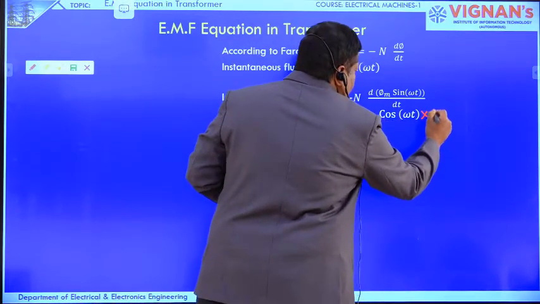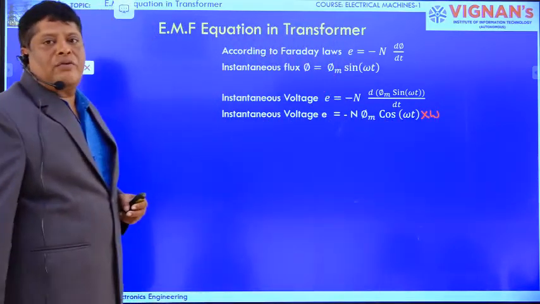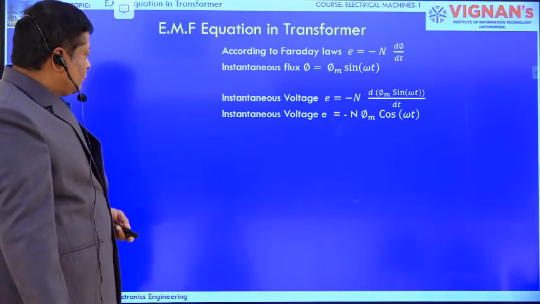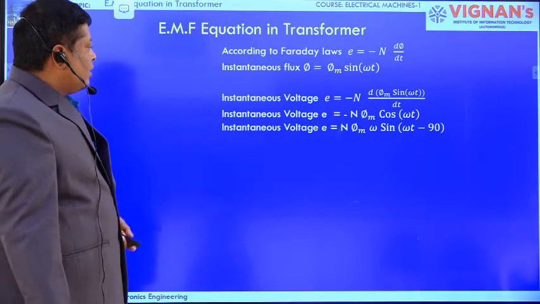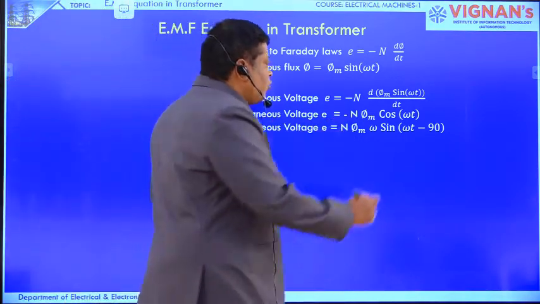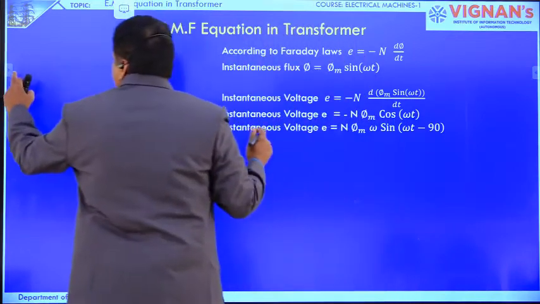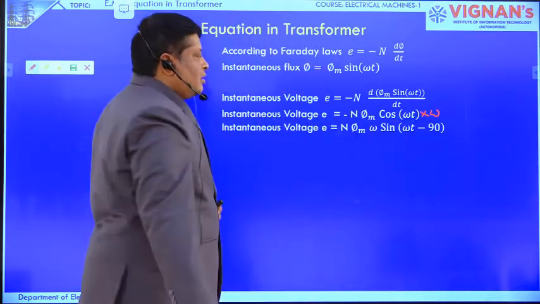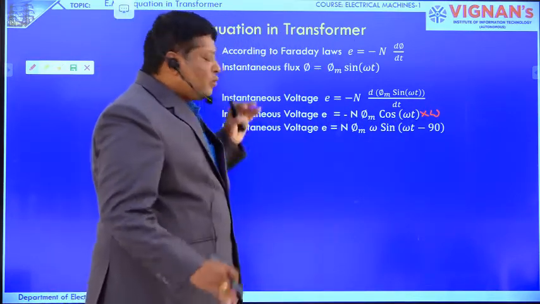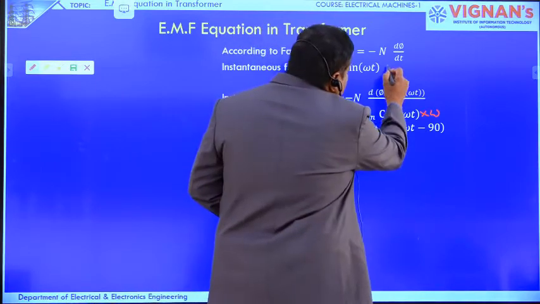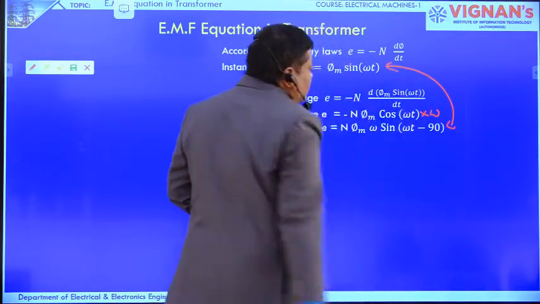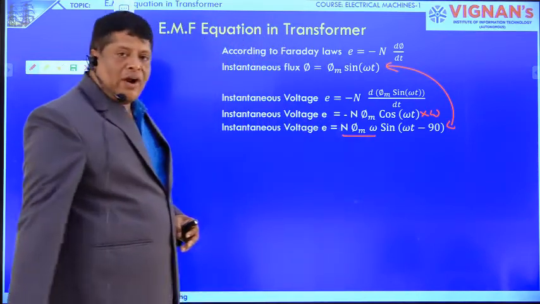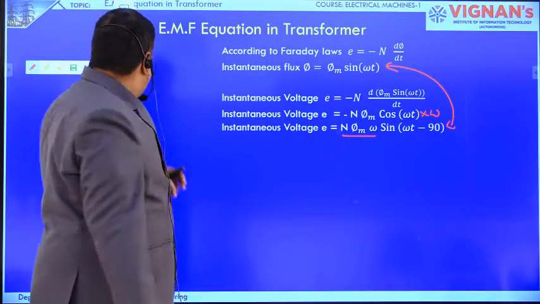Where ω equal to 2πf. Here ω is there, and the same expression we represent in terms of a sine. Whenever you represent it as a sine, you come to know that there is a 90 degree phase shift between these two quantities. This is the maximum value of voltage induced in a coil.